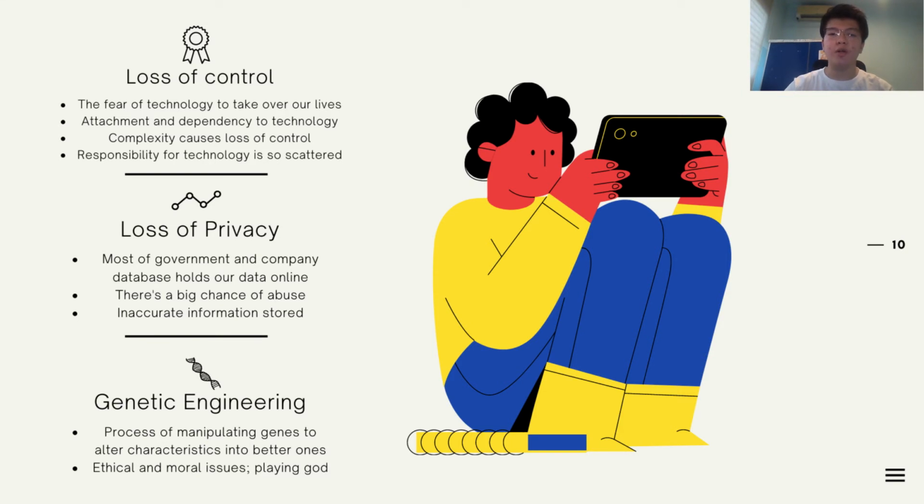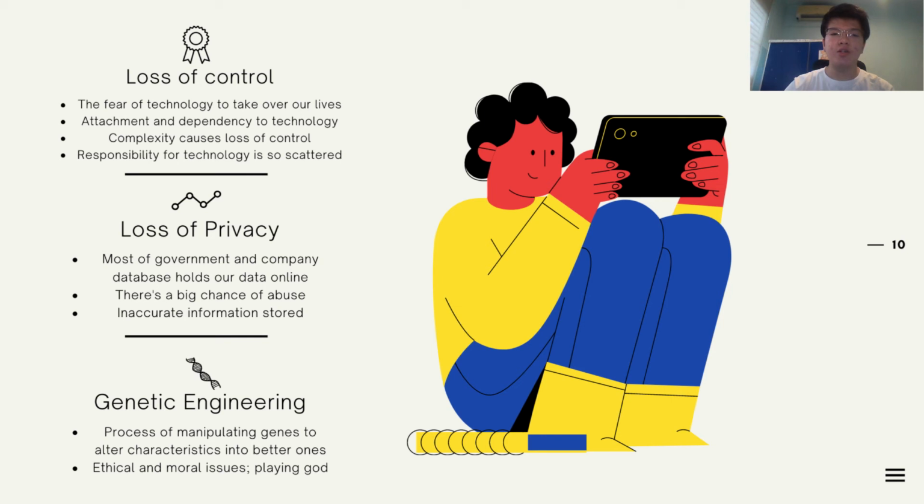There has always been a fear of technology taking over our lives. Now, we have grown more and more attached and dependent on technology, and technology has become so complex that it can even work on its own. With this comes the issue that this complexity would cause loss of control, since responsibility for technology is so scattered.